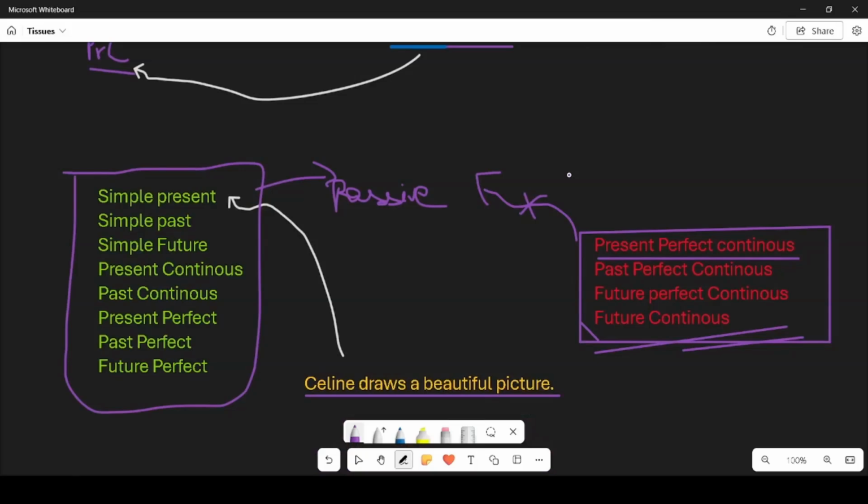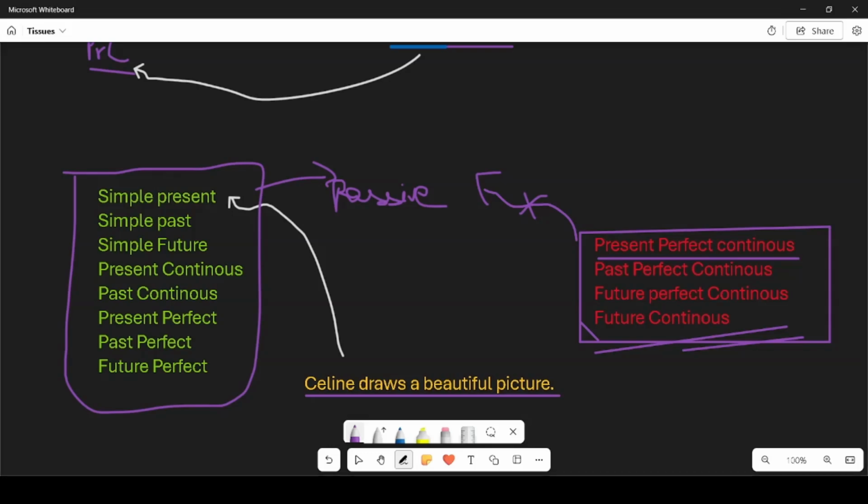Past continuous: they were whitewashing the wall yesterday. In passive, the wall was being whitewashed by them yesterday. Present perfect: they have invited you. In passive, you have been invited. Past perfect: I had eaten all the apples. In passive voice, all the apples had been eaten by me. Simple future: they will decorate the clay pots. In passive voice, it will become the clay pots will be decorated by them.